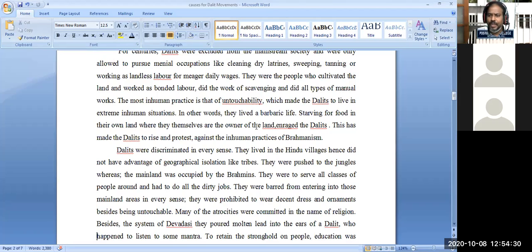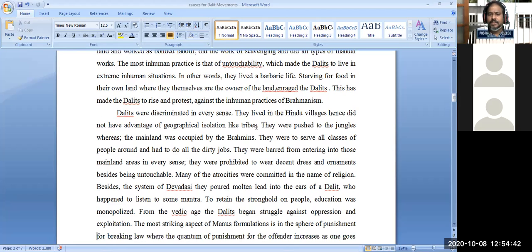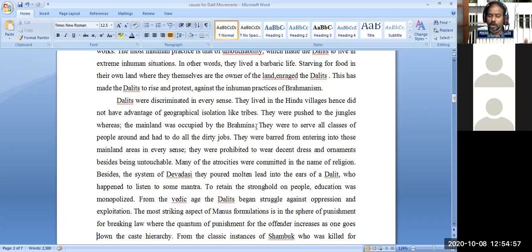They were prohibited from wearing decent dress and ornaments, besides being untouchable. Many of the atrocities were committed in the name of religion. Besides the system of Devadasi, they poured molten lead into the ears of a Dalit who happened to listen to some mantra. To retain the stronghold on people, education was monopolized only by the Brahmins. So the Brahmins and the Dvija, the twice born, in the sense the upper three varnas. From the Vedic age, Dalits began to struggle against oppression and exploitation.